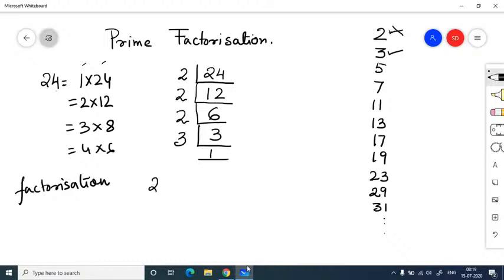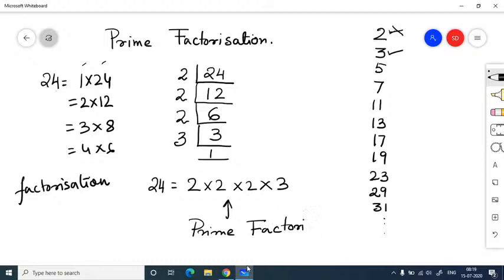So what can you write over here? That 24 is equal to 2 into 2 into 2 into 3. So this is called prime factorization, where the number has been written as a product of only prime numbers. Okay.